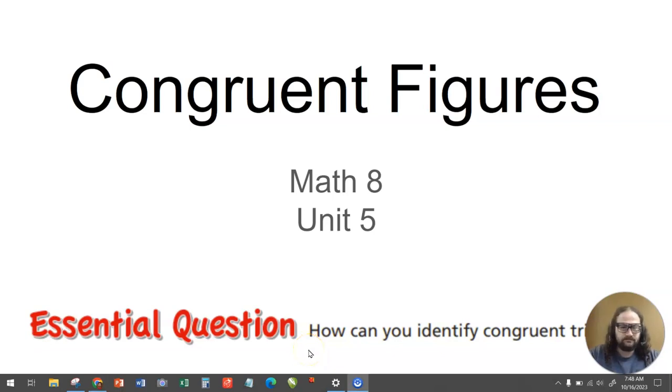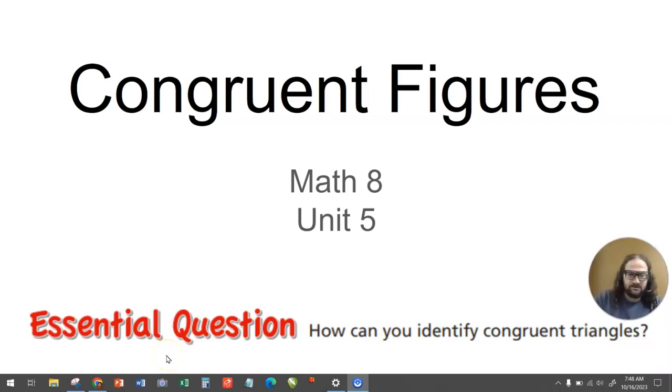Hey everybody, this is Unit 5. We're going to learn about congruent figures. Our essential question is, how can you identify congruent triangles?